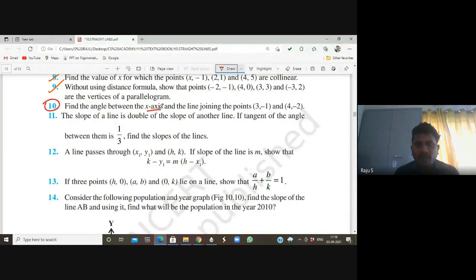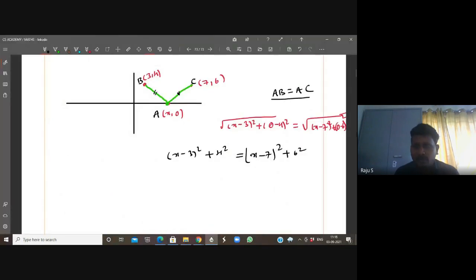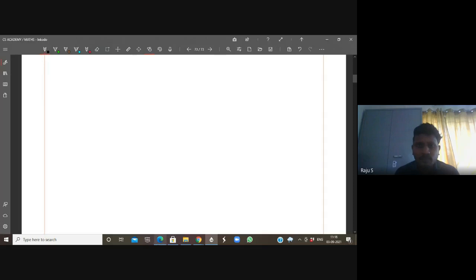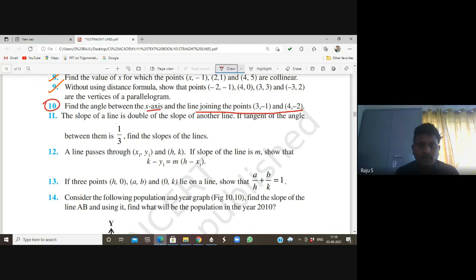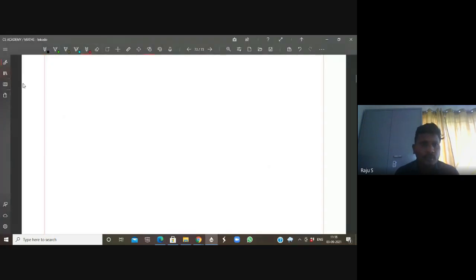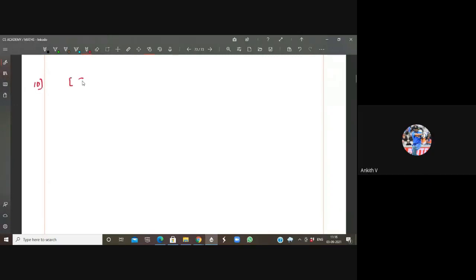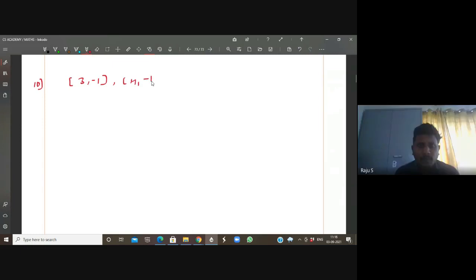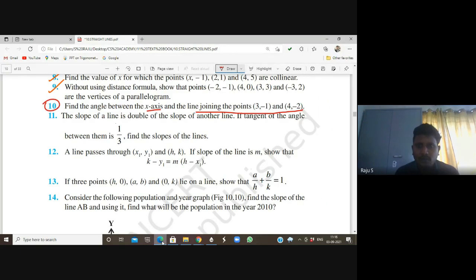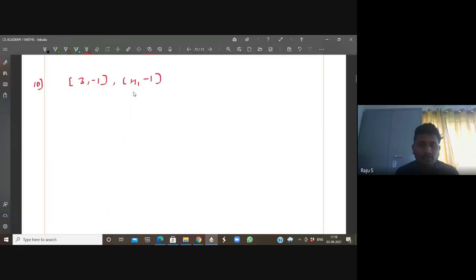Find the angle between the x-axis and the line joining the points. A very simple one, students. We have to find the slope. They have given 2 points. What are the 2 points they have given? Just tell me that. 3 comma minus 1, and 4 comma minus 2.